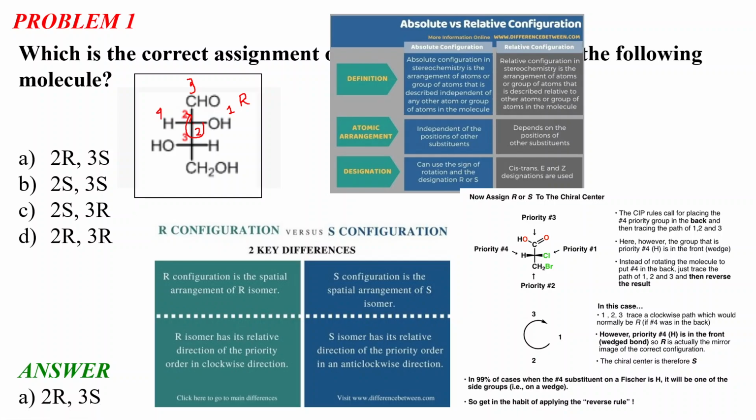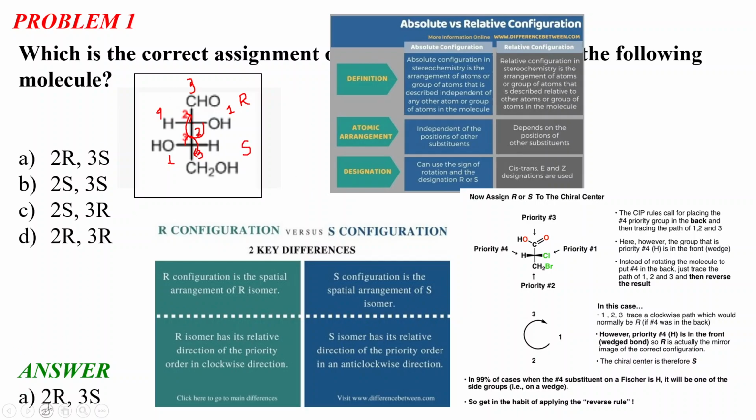Now, for this carbon, we have to assign the priority. So what will happen in this case? This group has priority number 1, this group has priority number 2, and this one has priority number 3. So it is 1, 2 and 3. And since it is again in the wedge formation, it will be 3S. That will be R and this will be S.